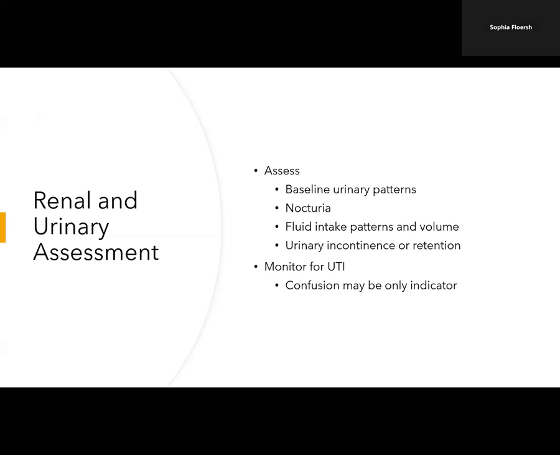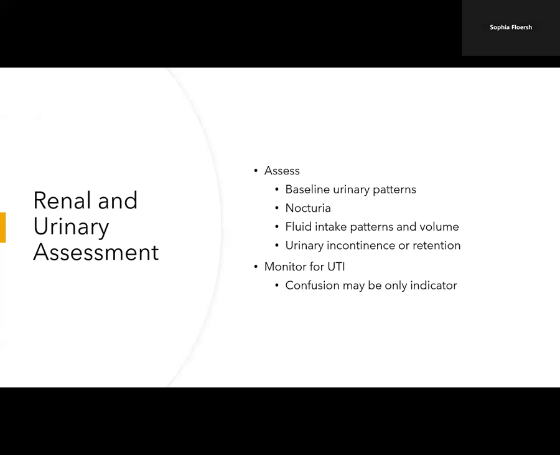Nocturia. Are they peeing a lot at night? If they're peeing a lot at night, look at their medications. Is there some sort of medication that's causing them to pee more at night? Fluid intakes, patterns, and volume. You want your ins to match your outs. You want those to be connected. Now, we don't always have them connected, but the goal is that if I give you 400 mLs, then I want you to put out 400 mLs.